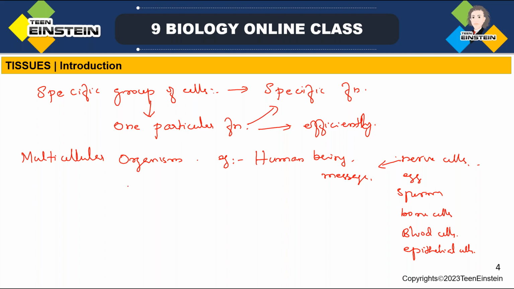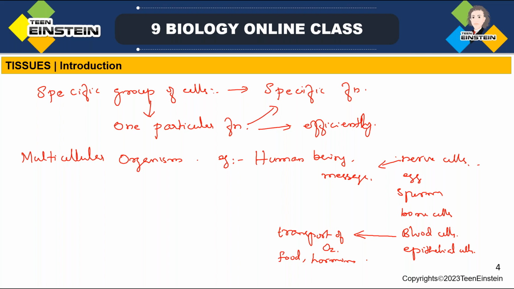And blood cells, what are blood cells doing? Blood cells, they are helping for the transport of oxygen, right? Then transport of food, transport of hormones, food, hormones. So such transport work, and then waste material also. So for that, blood cells are helping, right?